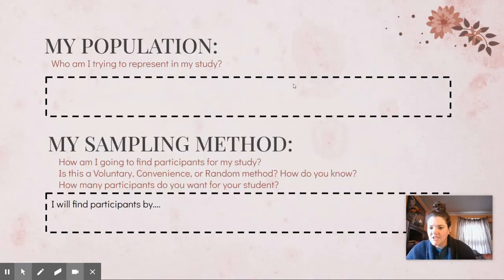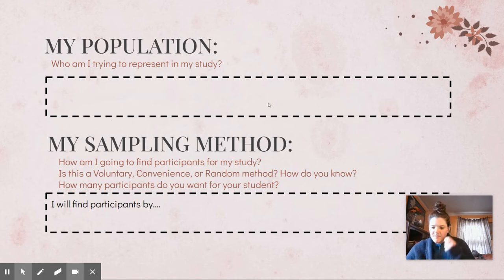Next up is your population. Who are you representing in this study? Is it students at Bryan Station? People who live in Kentucky? People who've gone to college? Whatever. Then your sampling method is who you're actually going to talk to.